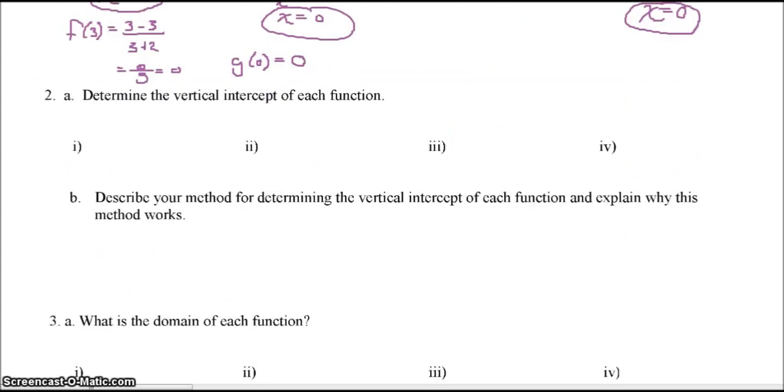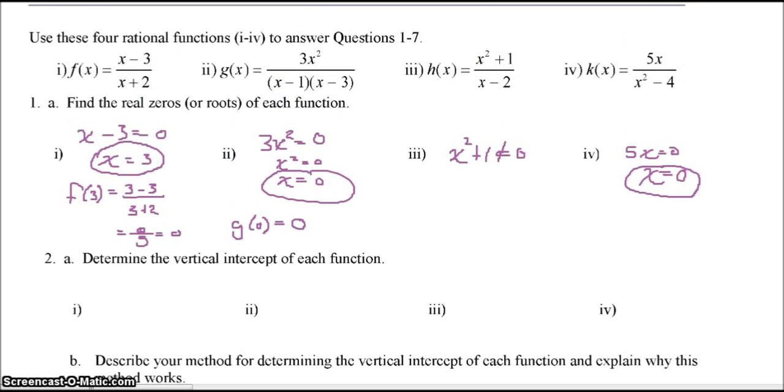Determine the vertical intercept of each function. Okay, vertical intercept. That means what we usually call the y-intercept. But that is when x is 0. So to find it, all we need to do is plug 0 in for x. And we get negative 3/2. So you could say negative 3/2 is your answer, or write this as an ordered pair, 0, negative 3/2.